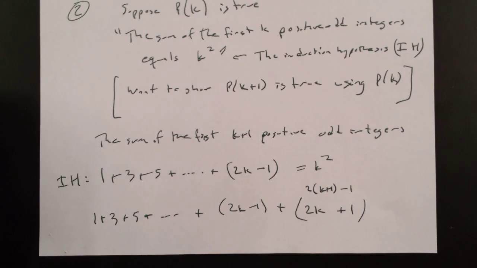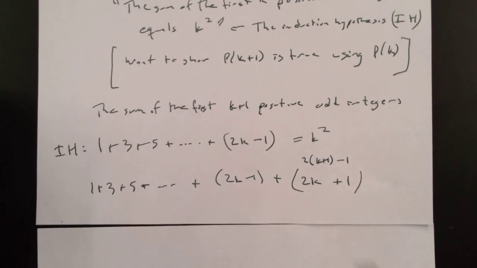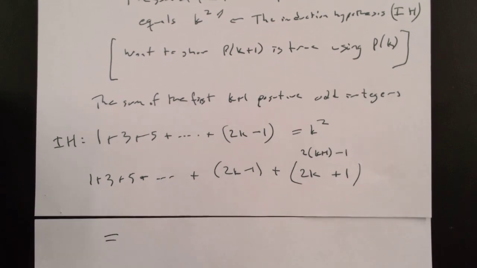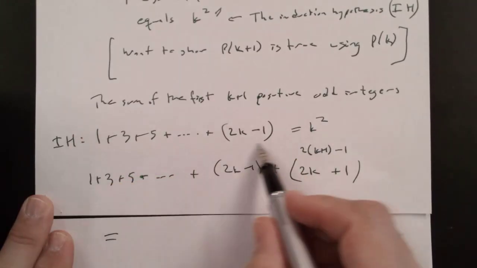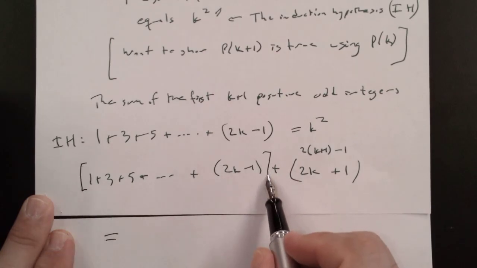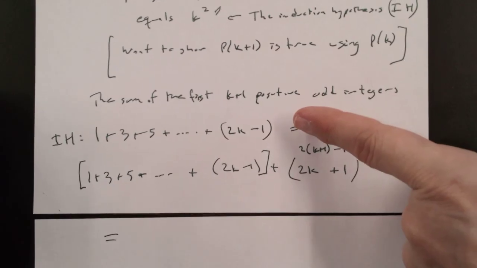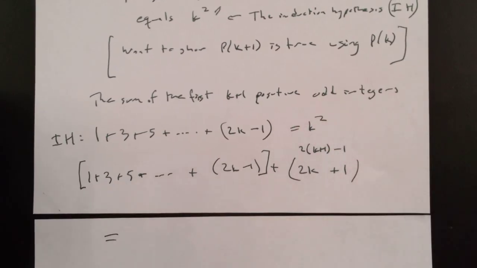Okay. I want to know, I hope that when all is said and done, I get a square. So what can I do to simplify this? I'm allowed to use my induction hypothesis. If I put a big set of parentheses here, isn't that the left side of my induction hypothesis? So I can replace that with a k squared.